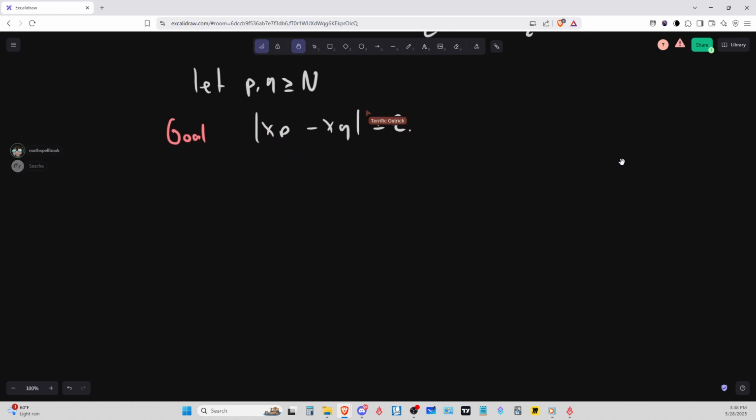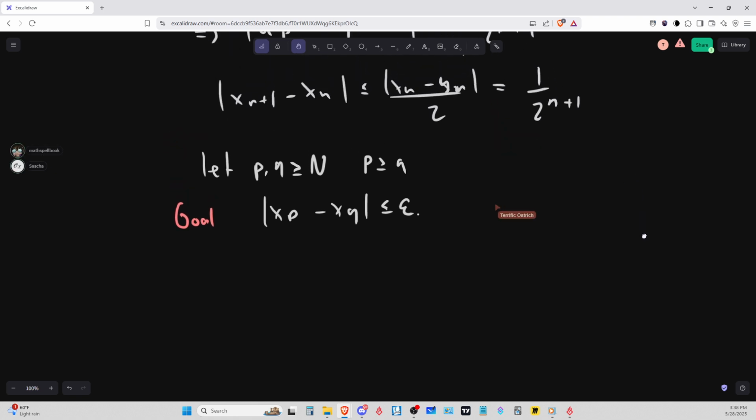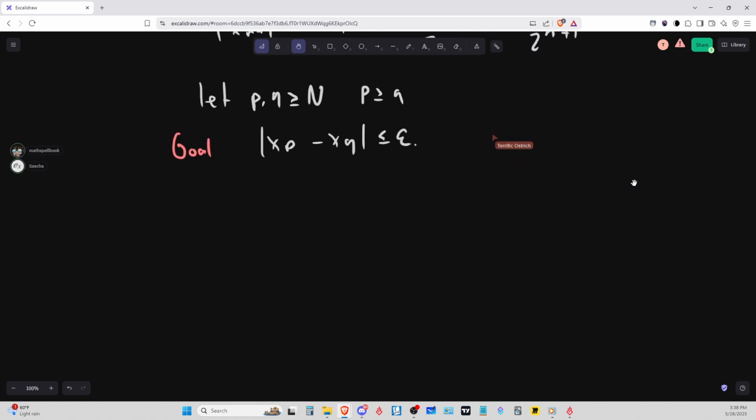And now we're going to do a very dirty trick. First of all, we're going to assume that p is greater than or equal to q. Actually, I will assume it's a strict inequality, because if p is equal to q, then obviously xp is equal to xq, so the difference is 0 and there's nothing to show.